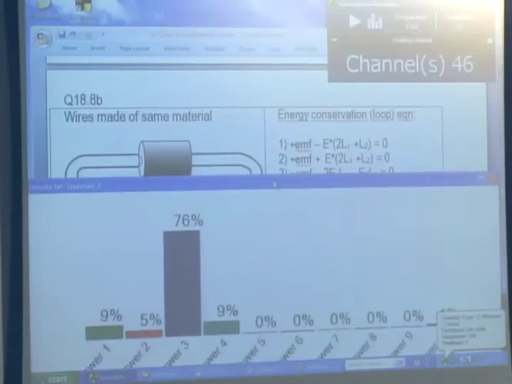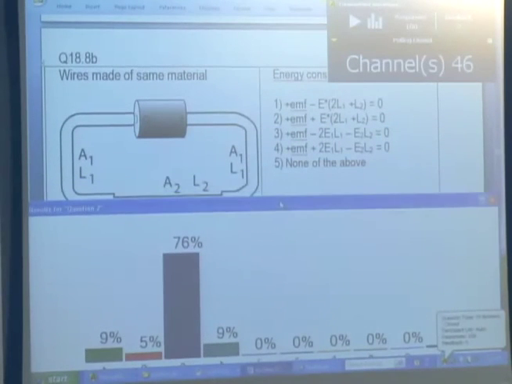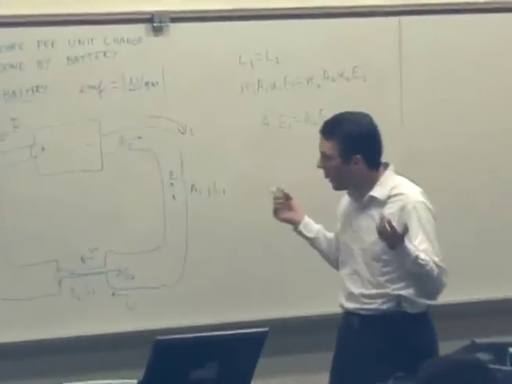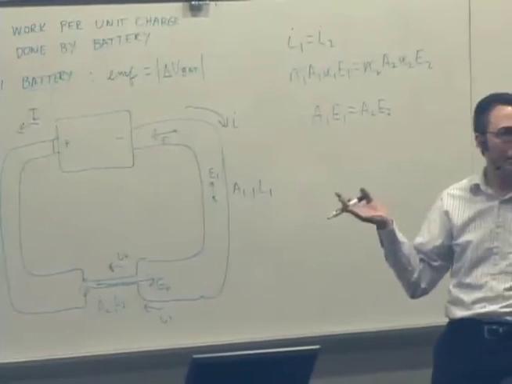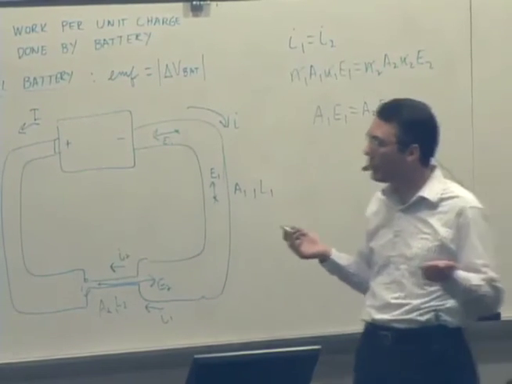Okay, so we're converging toward an answer here. 76% of us say answer number 3, which is correct. So good job. So how do we determine this? Well, again, you should draw the electric field. First of all, pick a path. It's up to you. You could go clockwise or you can go counterclockwise. It doesn't matter. The relative signs will come out to be the same. You'll get the same equation.